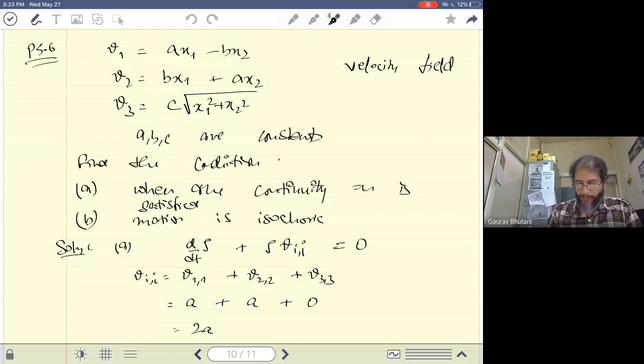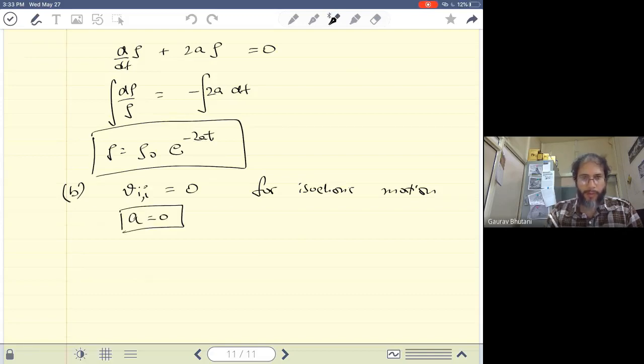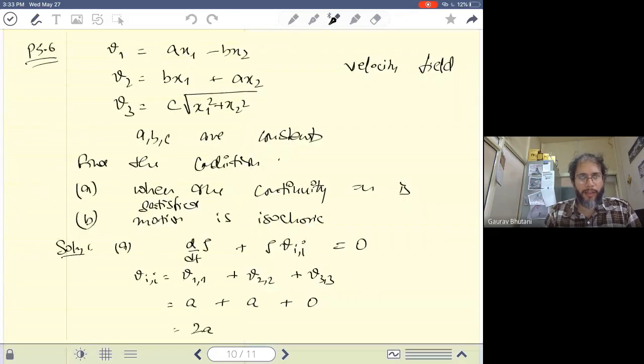Motion is isochoric. Now, if you remember, isochoric motion simply means that the divergence of velocity is 0. So vi comma i is twice A, which means that A has to be 0. So if A is 0 in this expression for the velocity field, then the motion is isochoric. That is, the volume of a collection of material particles does not change with time.